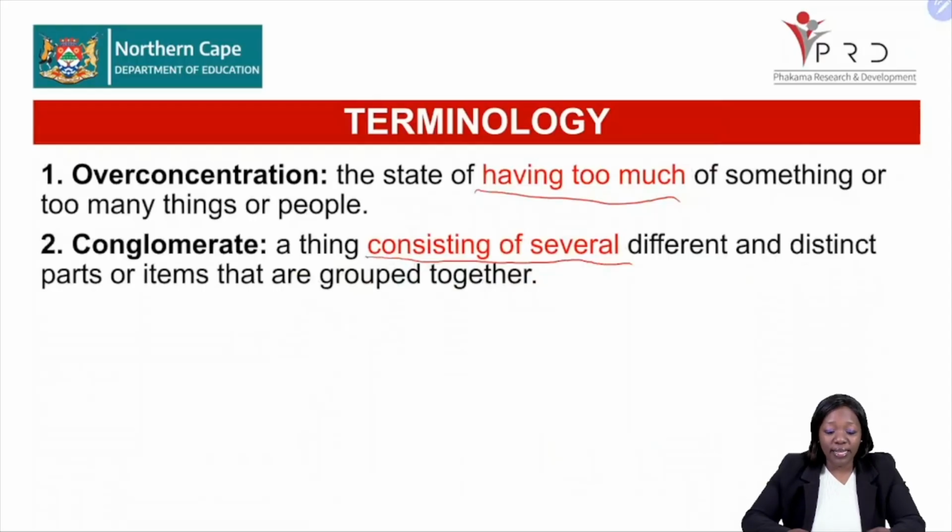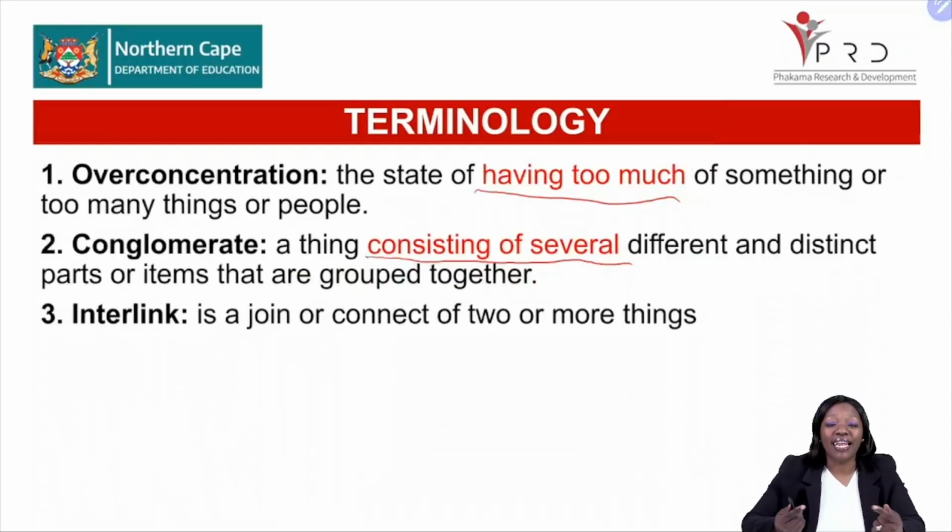Then, thirdly, we're looking at the interlink. We are talking about trading here, so there's supposed to be an interlink. Interlink is a join or a connection between two or more things.